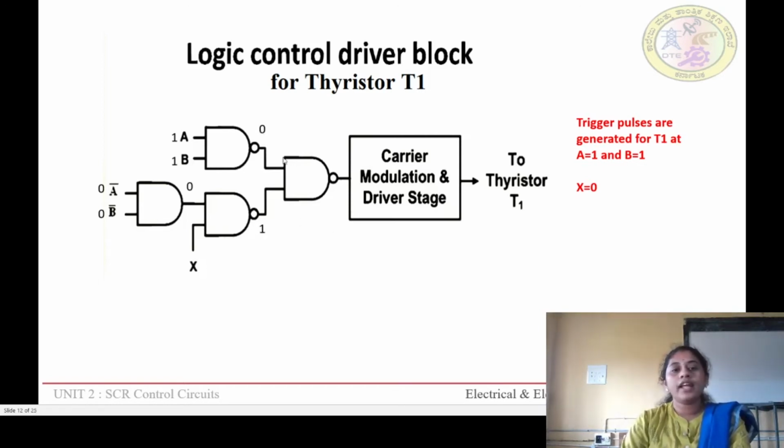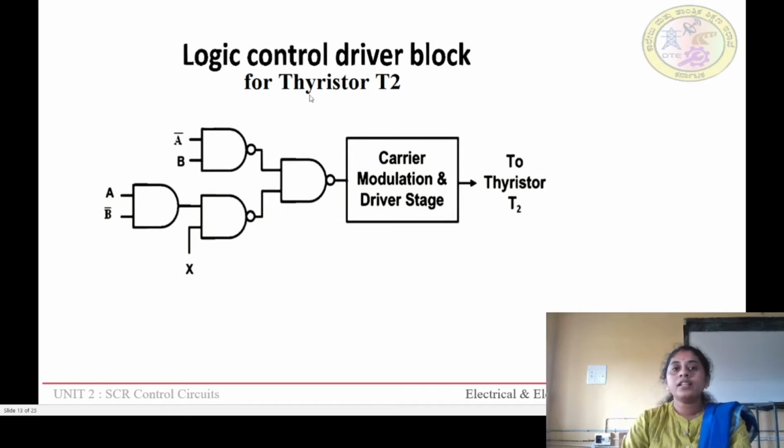So, for a NAND gate, if one input is 0 and the other input is 1, then the output value is 1. This value 1 is sent to the carrier modulation and driver stage. And since this value is 1, the thyristor starts receiving the firing pulses.